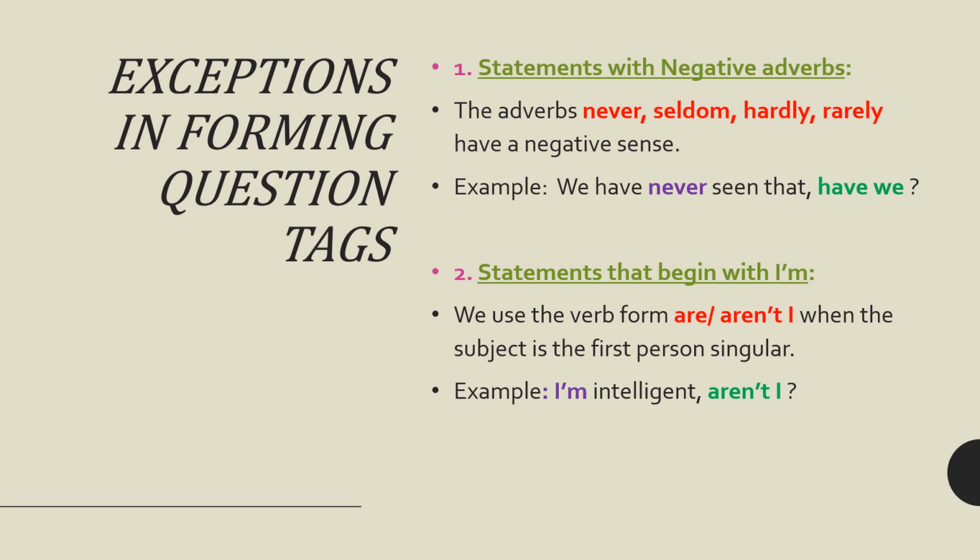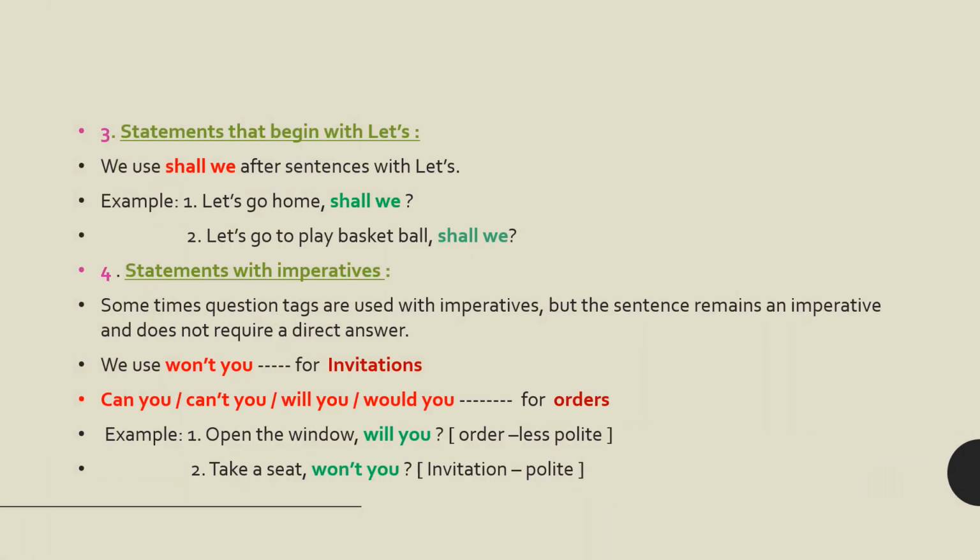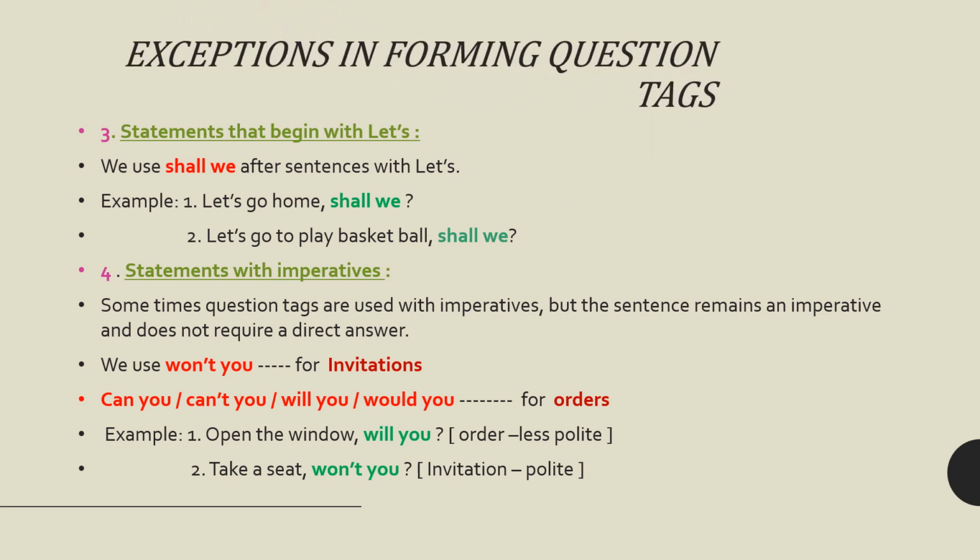Second, statements that begin with I am. We use the verb form "aren't I" when the subject is the first person singular. For example, "I am intelligent, aren't I?" Third, statements that begin with let's. We use "shall we" after sentences with let's. Example: "Let's go home, shall we?"